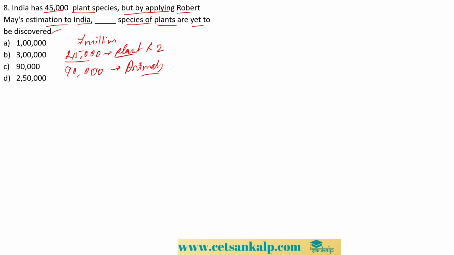So applying Robert May's value, the plant species may run up to around 1 lakh, and we may say that around 3 lakh animal species may be discovered in our country alone. We can identify 3 lakh animals and 1 lakh plants when we apply Robert May's number. So the right answer here is A, that is 1 lakh, right?